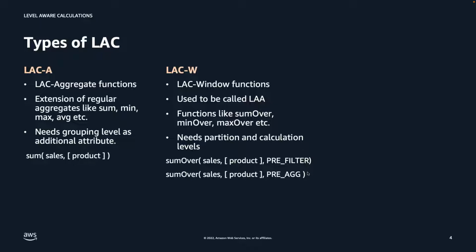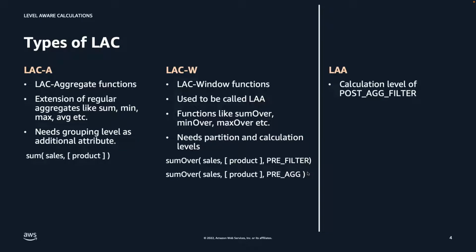Now, folks who have been using Level Aware Aggregates before might be wondering, you're talking about two calculation levels here, pre-filter, pre-agg. So what happened to post-agg filter? That's still available. We are not rebranding those. The calculation level of post-agg filter is still available for you to use within these sum over, min over, max over kind of functions. However, for most use cases, you would find that LAC-A functions, the simple variant here, are a better alternative. But for whatever reason, if you encounter a use case where you want to use post-agg filter as a calculation level, you can. Okay, so let's move on to comparing and contrasting these LAC functions.